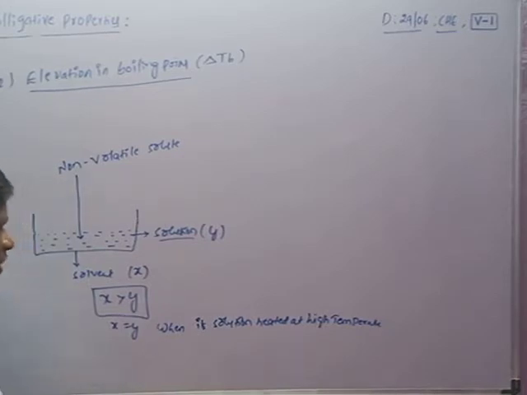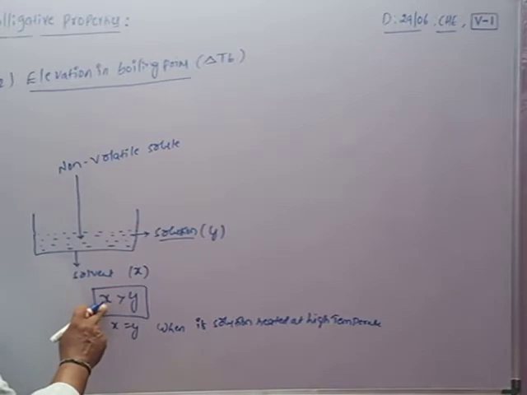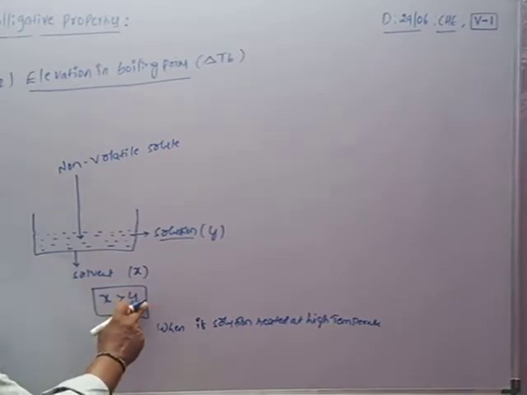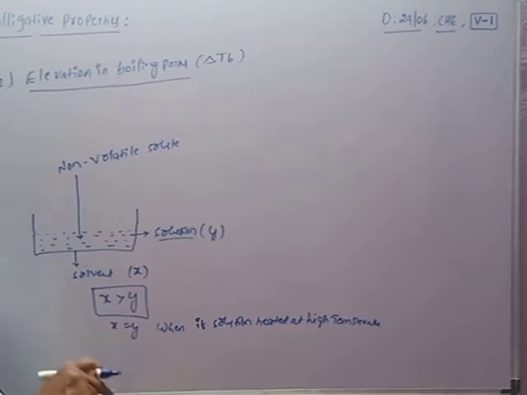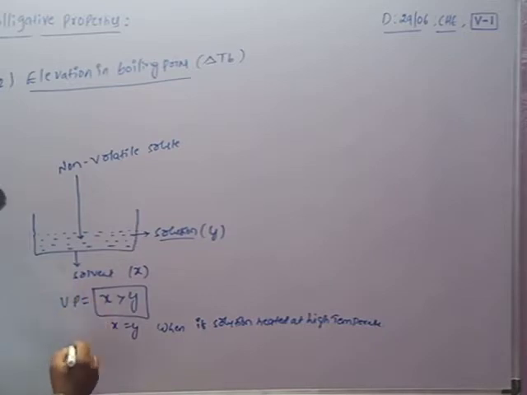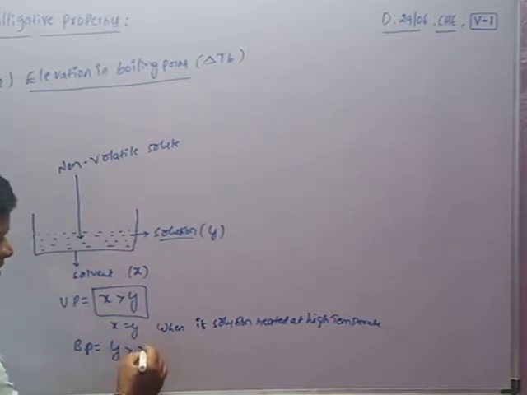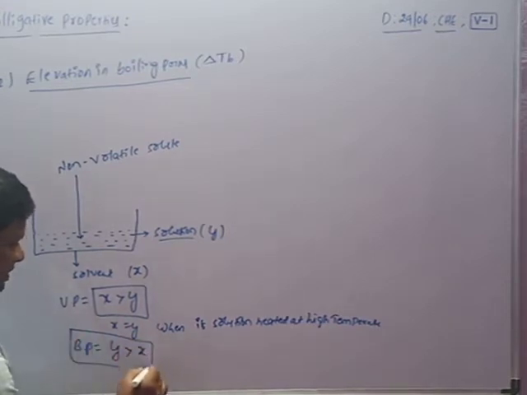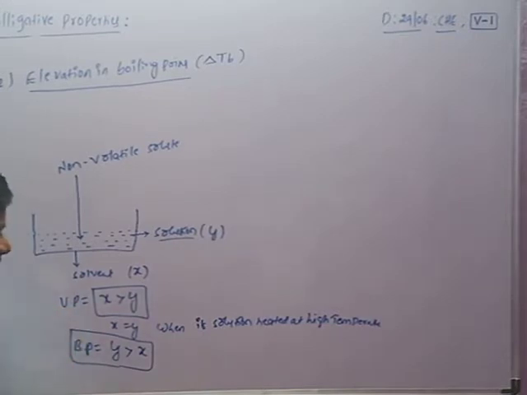What is elevation in boiling point? With respect to vapor pressure, the vapor pressure of the solvent is greater than the vapor pressure of the solution. But with respect to boiling point, the boiling point of the solution is greater than the boiling point of the solvent. The difference between the boiling point of the solution and the boiling point of the solvent is known as elevation in boiling point.